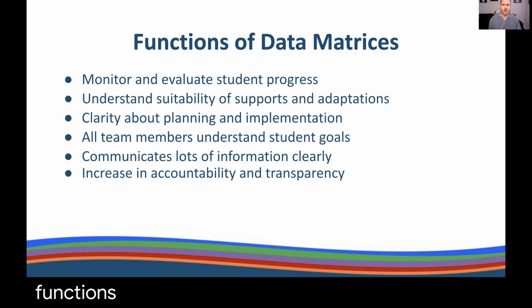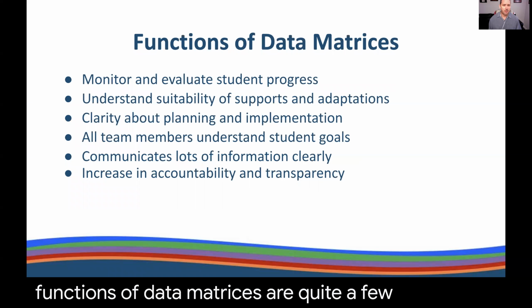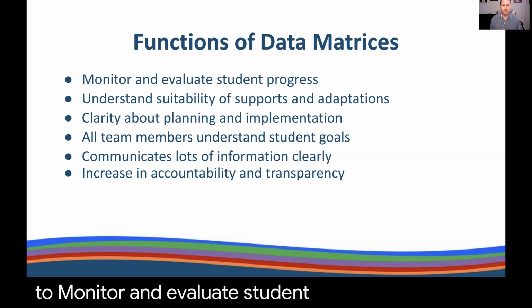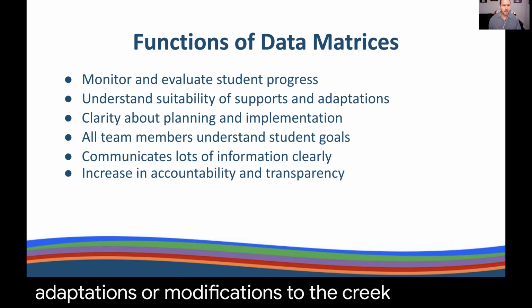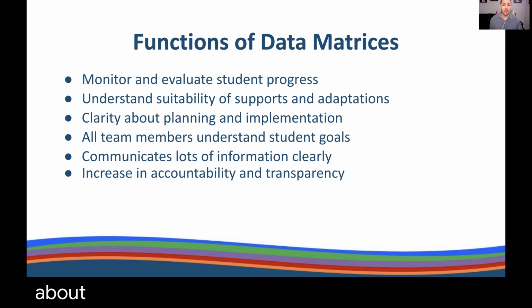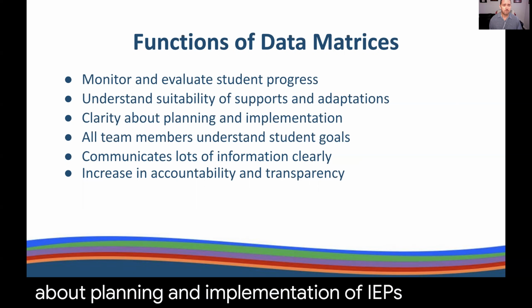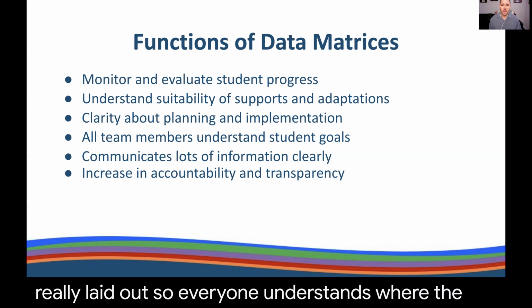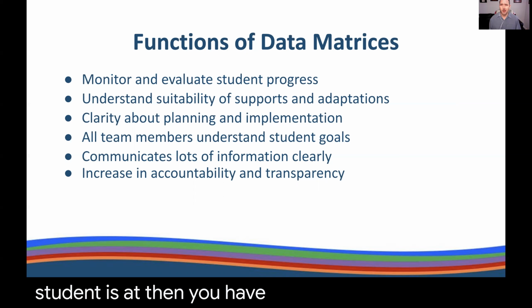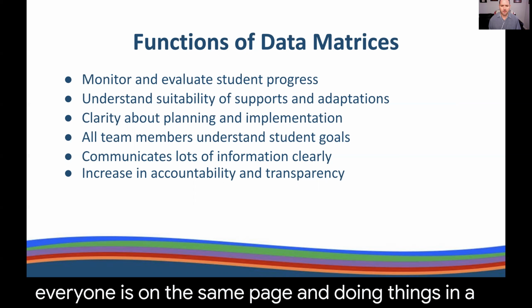So the functions of data matrices are quite a few. Obviously, to monitor and evaluate student progress, to understand the suitability of supports and adaptations or modifications to the curriculum, clarity about planning and implementation of IEPs, to provide all team members with understandings of student goals, to communicate a lot of information very clearly, and to increase accountability and transparency in practices. So if you have everything really laid out so everyone understands where the student is at, then you have a higher chance that everyone is on the same page and doing things in a similar fashion.